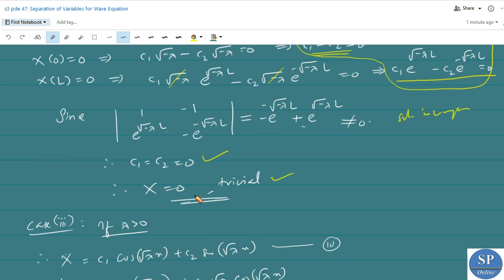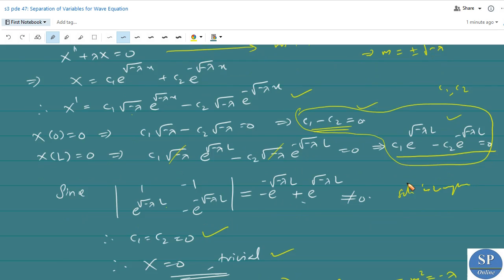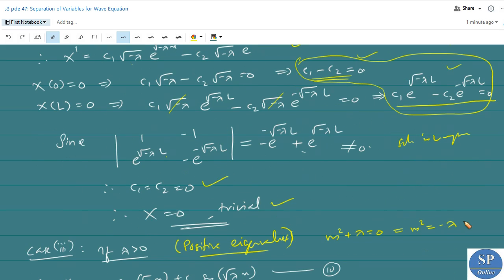Now consider the third case, lambda greater than 0. That is, we are considering positive eigenvalues. In that case, we get the auxiliary equation m square plus lambda equal to 0. That implies m square is equal to minus lambda. Since lambda is greater than 0, m square is minus lambda, which is less than 0. Therefore, m is equal to plus or minus i into square root of lambda.